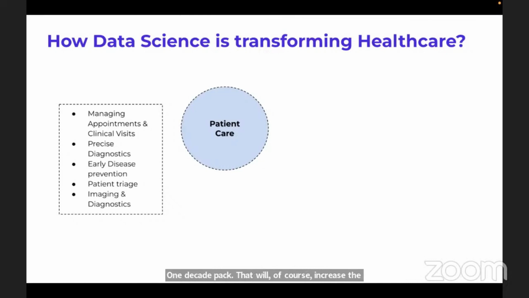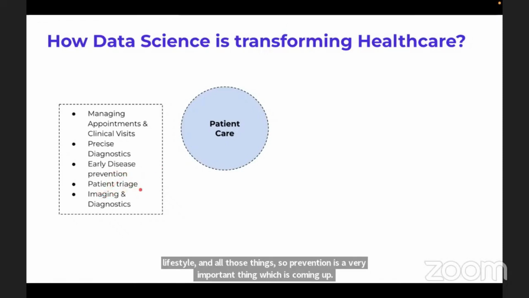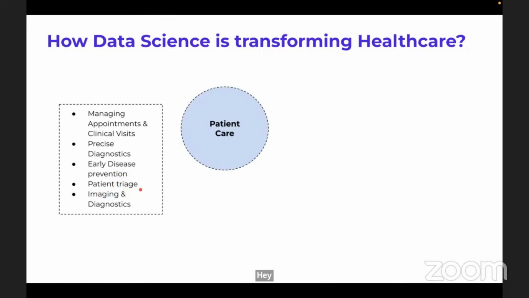There are certain metrics to calculate a good lifestyle and all those things. So prevention is a very important thing which is coming up. Patient triage. As I said, it is stratification, classifying patients into high risk, low risk and moderate risk, and thereby providing them care. That is what is called patient triage.